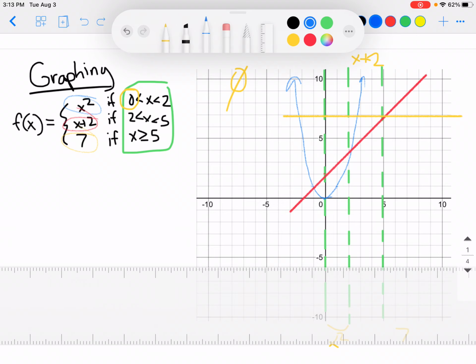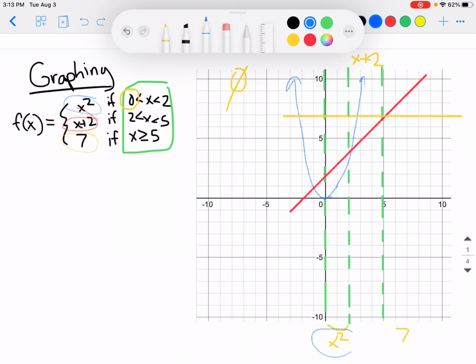We started off with blue. Let me get rid of the ruler right now. And only the blue graph can exist in this spot. So I'm going to go to a pixel eraser, and I'm going to get rid of the red right here and keep the blue. I'm also going to get rid of the yellow and keep that right there.